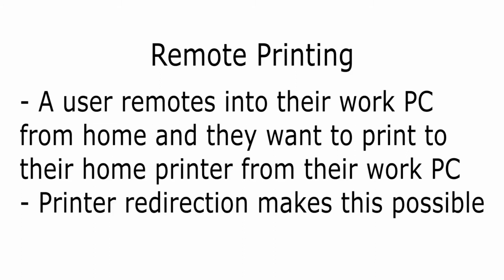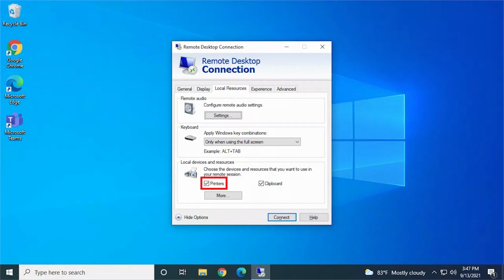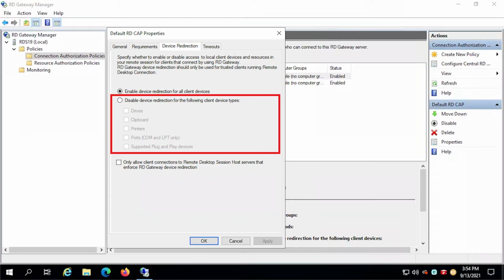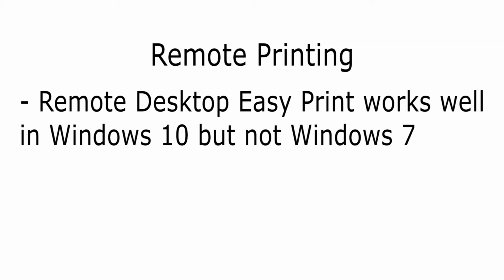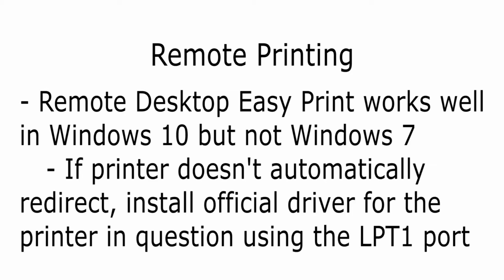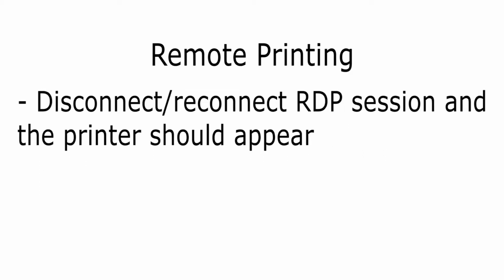Printer redirection makes this possible. Just make sure the setting is enabled in the RDP config and not disabled on the server. Remote Desktop Easy Print works well in Windows 10, but not Windows 7. If the printer doesn't automatically redirect, install the official driver for the printer in question and assign it to the LPT1 port just so the system has the driver installed. Disconnect and reconnect the RDP session and the printer should appear.